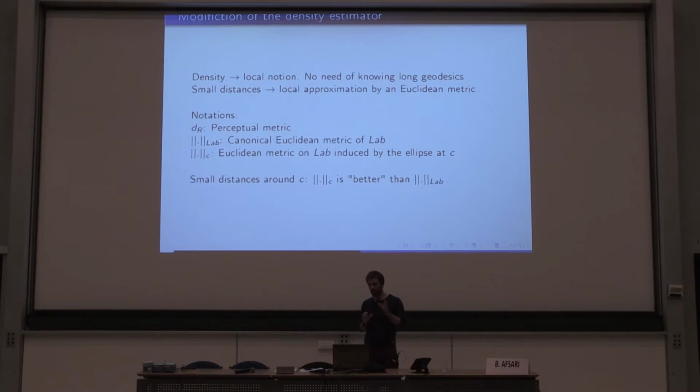So from now on, dr will refer to the perceptual metric, and double bar LAB will refer to the canonical Euclidean metric on the LAB space, and double bar C will refer to the Euclidean metric induced by a given ellipse. So around a point C, the distance induced by C has every chance to be better than the canonical distance on the parameters of the LAB space.